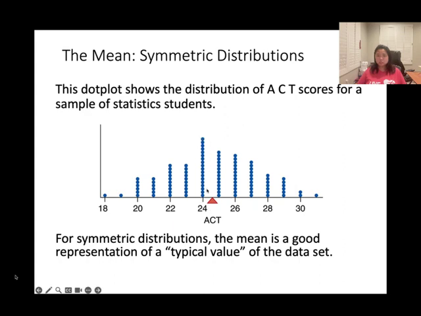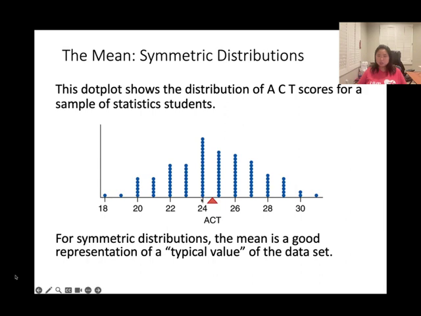here. This dot plot shows the distribution of ACT scores for a sample of statistics students. For the symmetric distribution, the mean is a good representation of a typical value of the data set. So we say the typical value should be about 24. Do you guys see the little triangle here? It is pointing at about 24.6 or 24.7. This is the mean, and the mean is really close to the typical value.